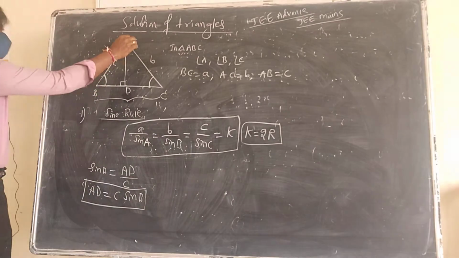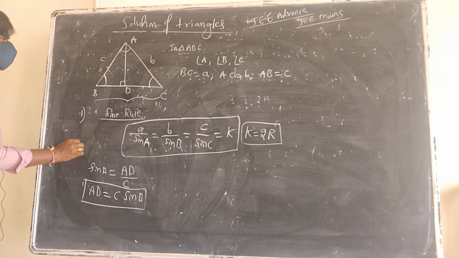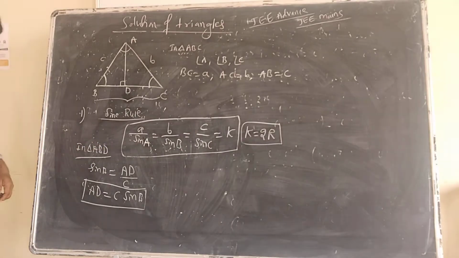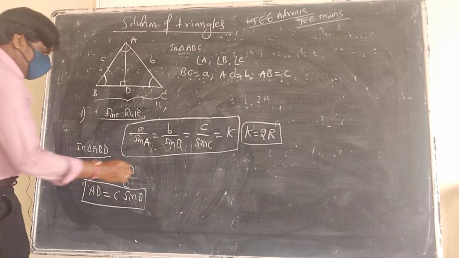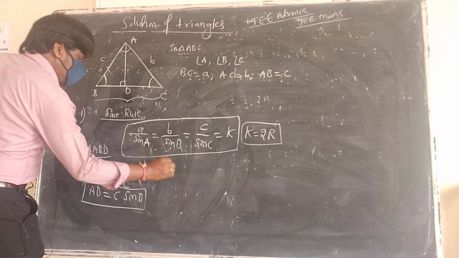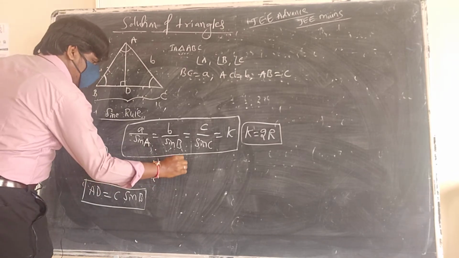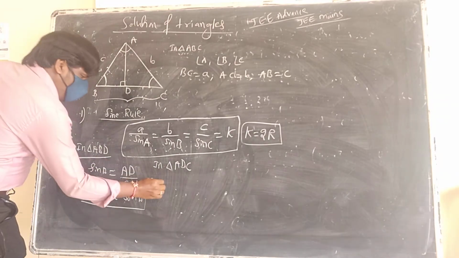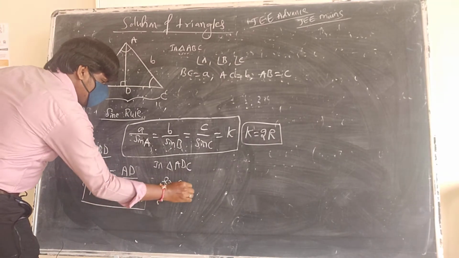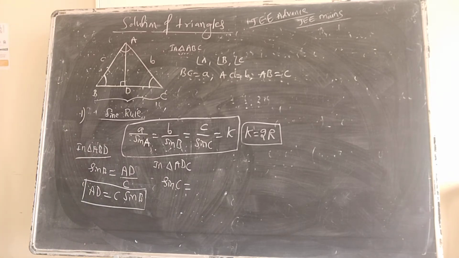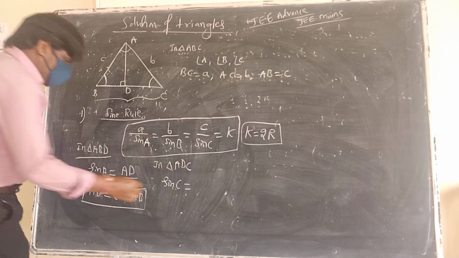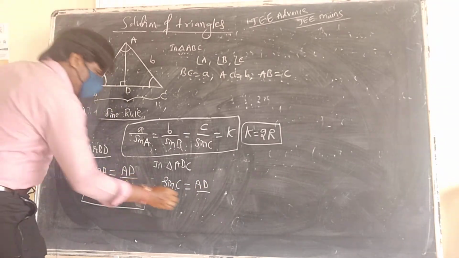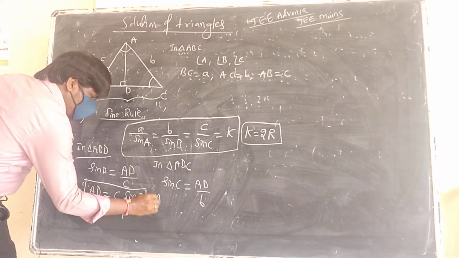Now in this same triangle, which triangle did I take here? In triangle ABD I applied it. Now if I take triangle ADC and apply the sine C rule, what will be sin C here? Sin C is equal to opposite by hypotenuse. What is the opposite here? AD. What is the hypotenuse here? b. So what AD value did you get here?